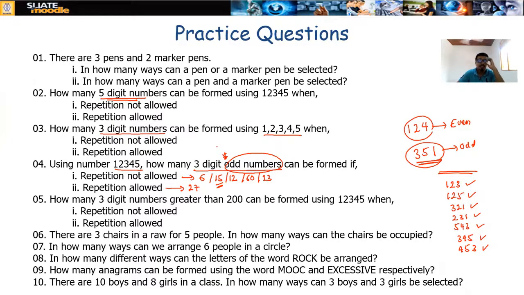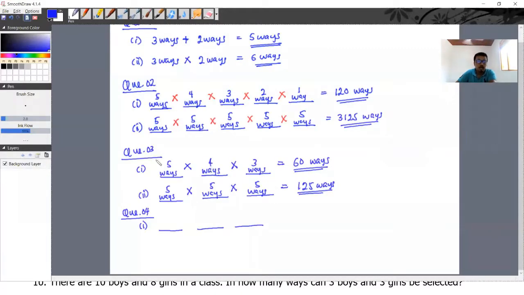There is a condition. When there is a condition, right? This is the golden rule. When there is a condition, we need to start with the condition. If there is a condition, first we need to satisfy that. What is the condition? That the 3-digit number we form should be an odd number. So we need to start with the condition.